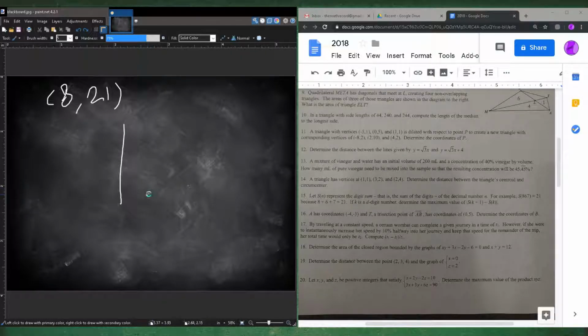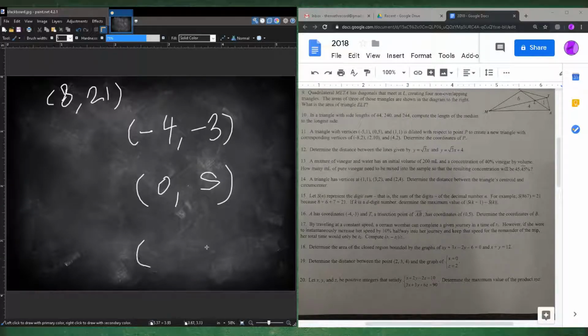So all we have to do is, basically, if you think about it, we started at negative 4, negative 3, right? And then we have basically 0, 5. And then we have the coordinates of B, which we don't know what it is. And this is usually how I format it. So what I write on the side is that basically this has to be 2/3, right? So this is 2/3, and this is 1/3. And this is how I format it.